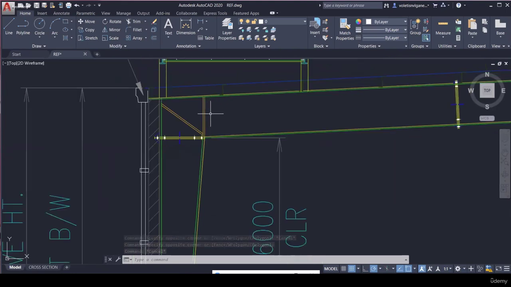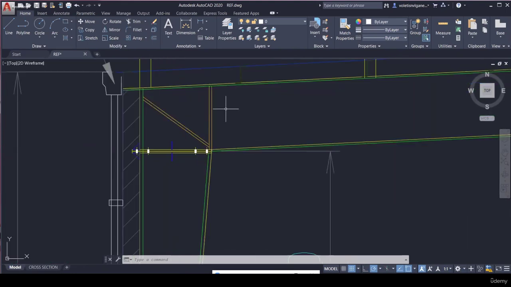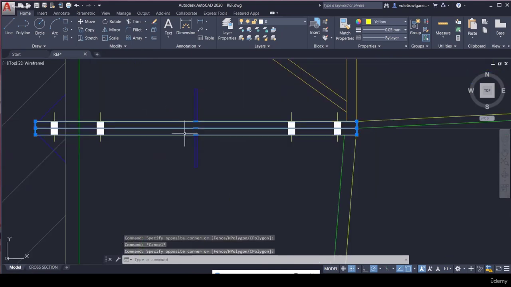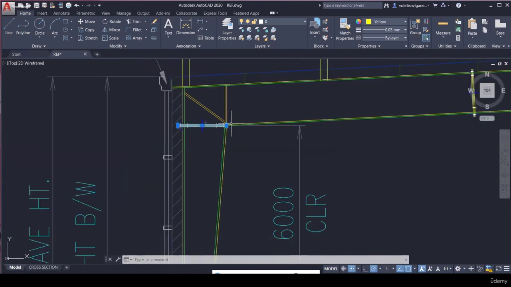Now at this column and rafter joint, can we provide a vertical knee connection? Yes, sir, we can provide. No problem at all. Okay. Will anything be affected? No. Nothing will be affected.